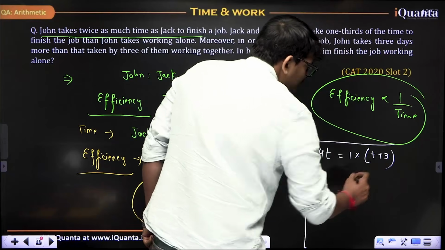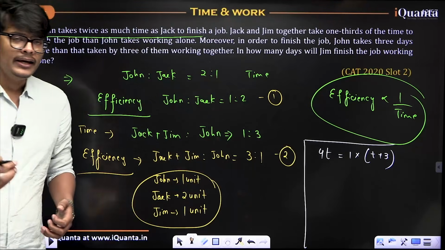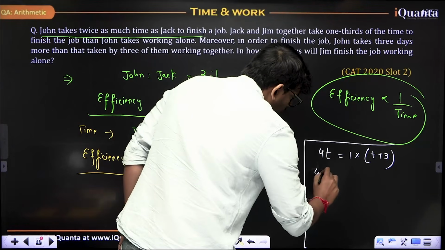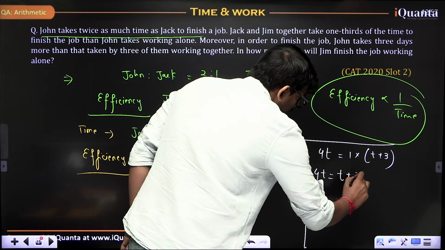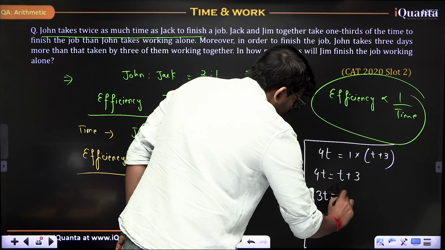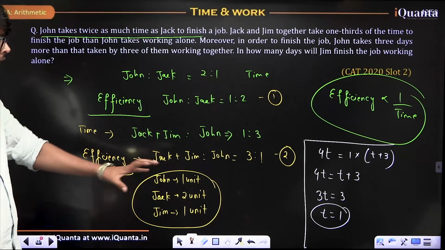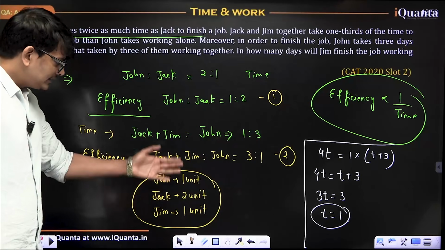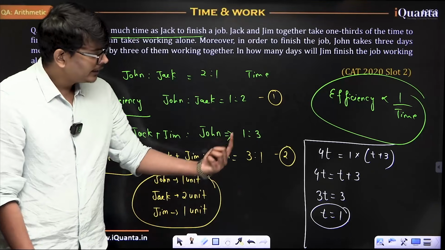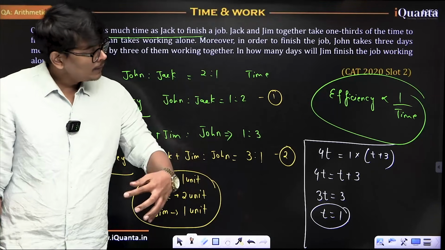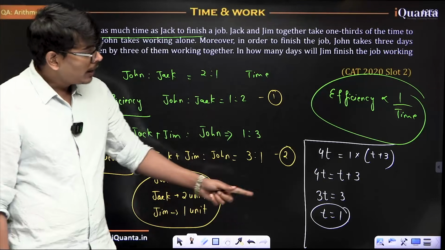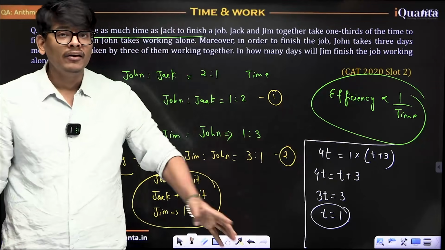Now from this, we will be able to find out the value of T. चलिए देखते हैं. So 4T is equal to T plus 3, 3T is equal to 3, T is equal to 1. So we got to know the time taken by these 3 people working together is how much? 1 hour. And time taken by John will be how much? T plus 3. So 1 plus 3, 4 hours.